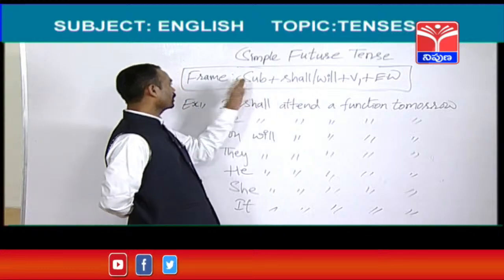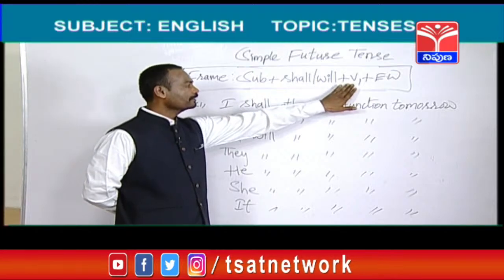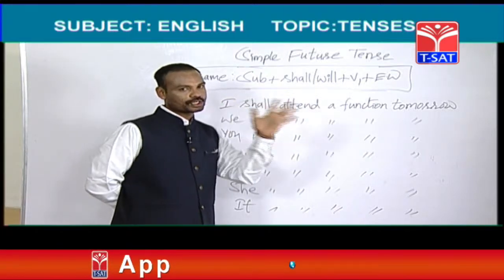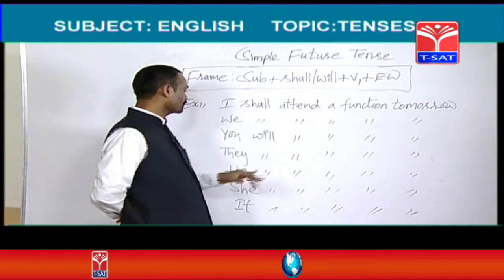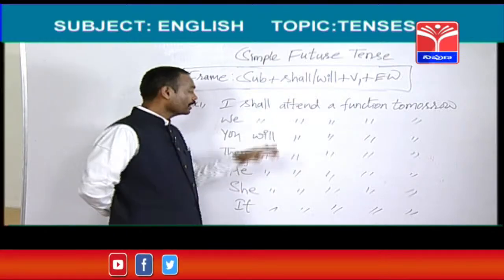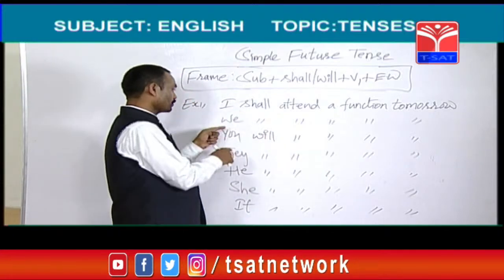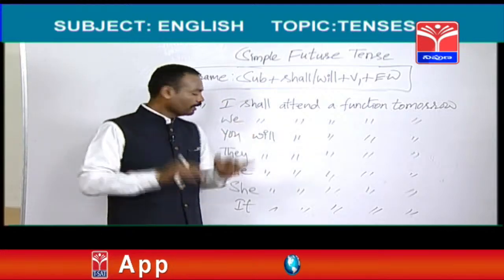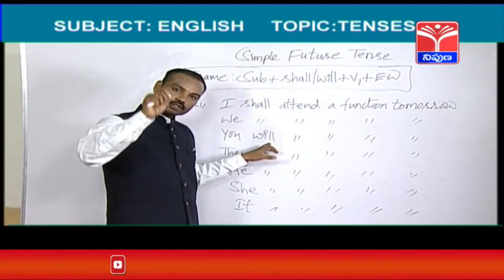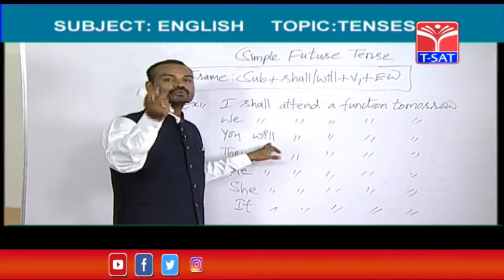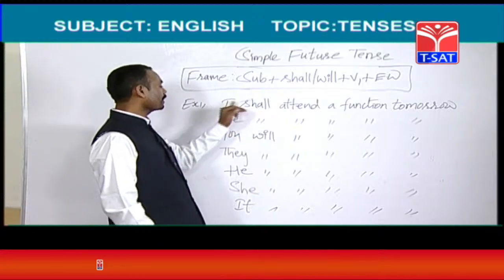So this is the frame or principle or structure, we can say. Subject plus, there are two helping verbs, they are shall and will. Then V1, V means verb, EW for extra words. So friends, shall should be used after I and we. Will should be used after you, they, he, she, it. Sometimes we can use will even after I and we also. So after the first two subjects, I and we, we should use shall. After the remaining subjects, we can use will. After any subject, will can be used, but shall should be used after I and we.